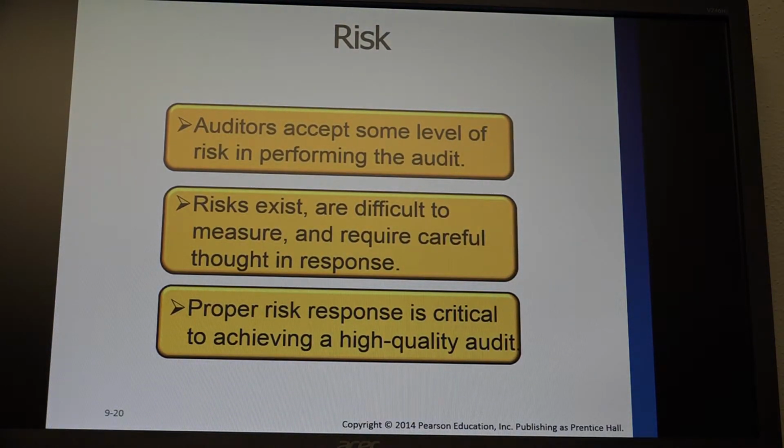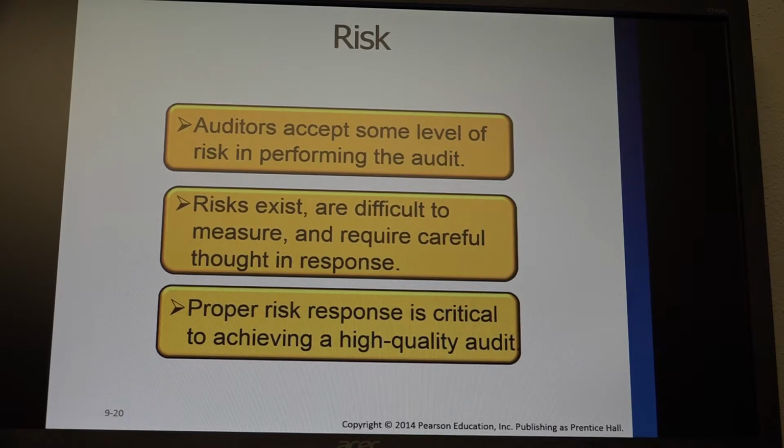The other part of this chapter is called Materiality and Risk. Auditors, there's several types of risk. Auditors must accept some level of risk in performing the audit because they're not auditing everything. This is not a complete audit of everything in the company. Not all their transactions are audited. And so risks are going to exist because they're only auditing a sampling of each segment.